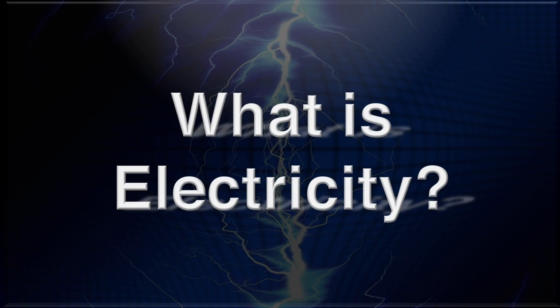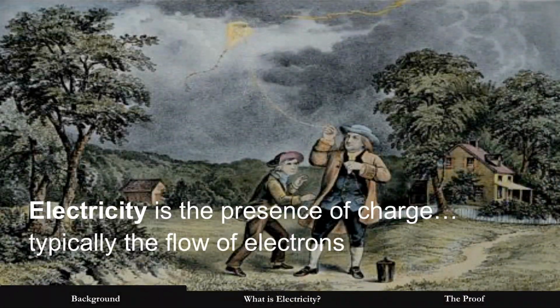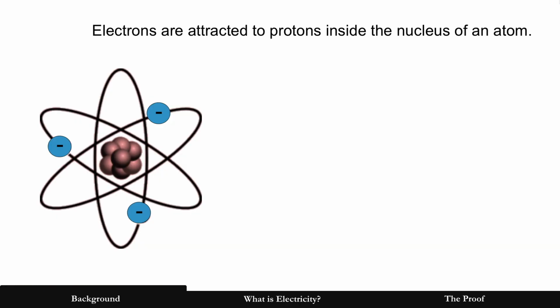What is electricity? We're going to start out with a picture here of Benjamin Franklin, courtesy of Library of Congress. And electricity, in short, is the presence of charge, and it's typically the flow of electrons. All right, what does that mean? We're going to start first with the atom.